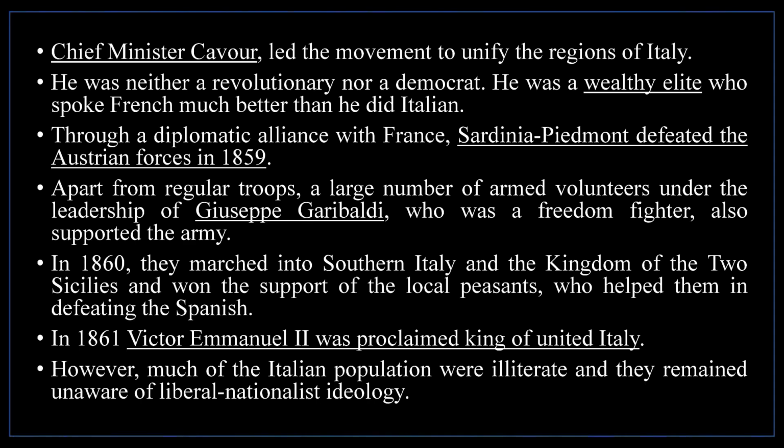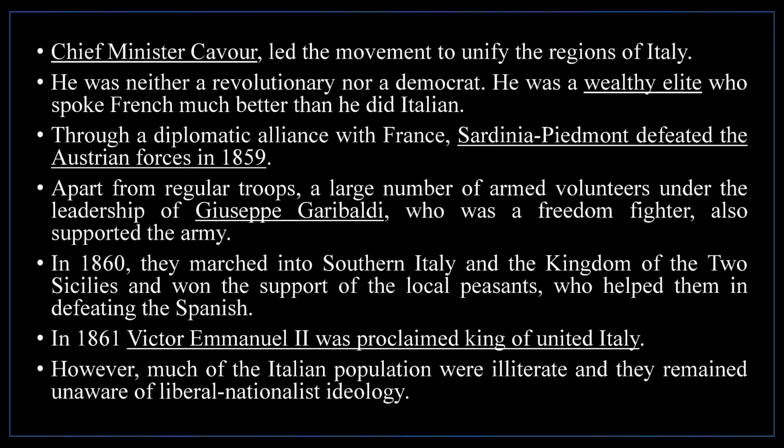And this is where we are introduced to some new heroes in this freedom struggle. Chief Minister Cavour led the movement to unify the regions of Italy. He was neither a revolutionary nor was he a democrat. He was in fact a wealthy elite who spoke French much better than he did Italian. Through a diplomatic alliance with France, Sardinia-Piedmont defeated the Austrian forces in 1859.